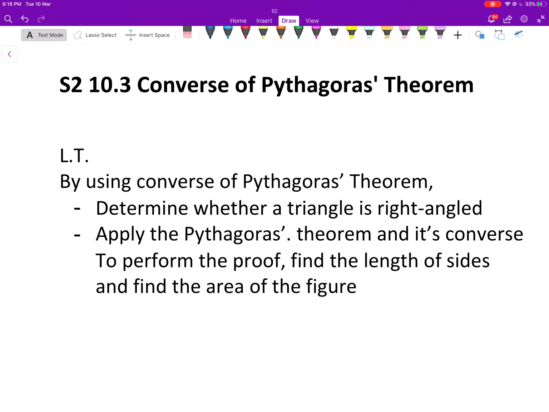Hello, Form 2 students. Today we will go through 10.3, Converse of Pythagoras Theorem. So please write down our learning target on your class workbook.